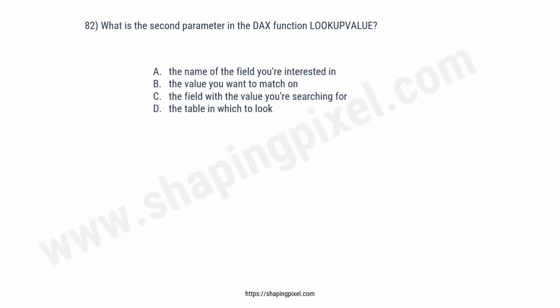Question number 82. What is the second parameter in the DAX function lookup value? And we have four options. Option A, the name of the field you are interested in. Option B, the value you want to match on. Option C, the field with the value you are searching for. Option D, the table in which to look. So the right answer here is option C, the field with the value you are searching for.